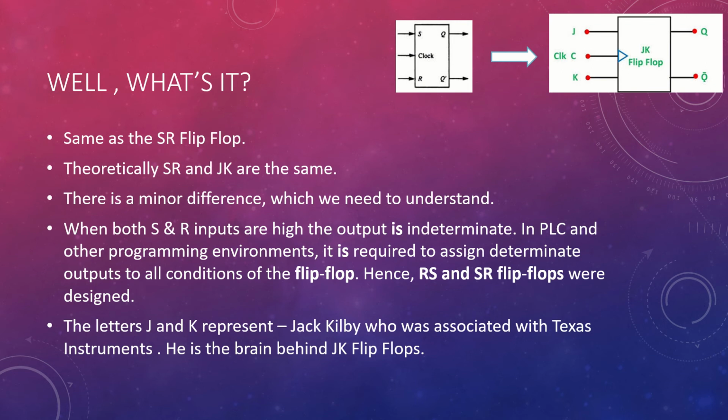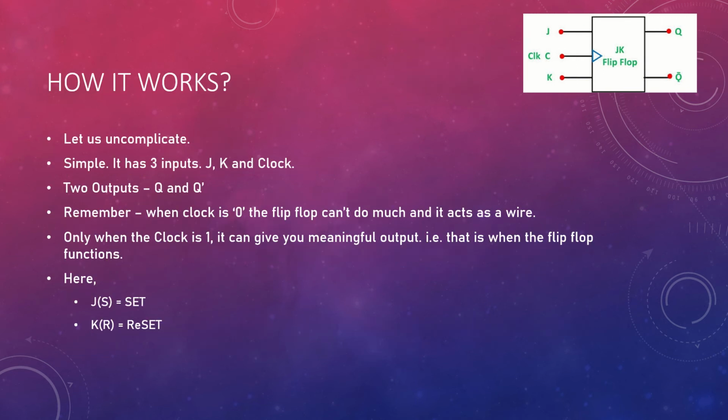So in that case, RS flip-flop or SR flip-flops cannot be used, and we need to go ahead with a change. The change is nothing but the JK. The J and K are nothing but Jack and Kilby. Jack Kilby is the person who designed this, who is the brain of this flip-flop, and there is a minor change from the SR or RS flip-flop to the JK flip-flop that we are going to understand right now. There are three inputs again, the J, the K and the clock. There are two outputs, which are nothing but Q and Q bar.